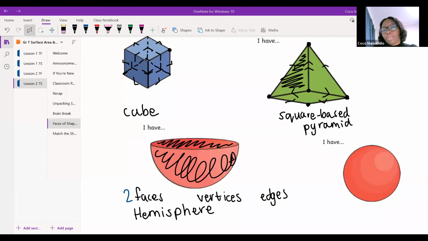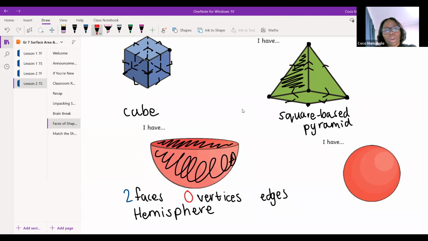Okay, now think about this. How many vertices do I have? Ma'am, there are no vertices, ma'am. Why not? Ma'am, because there's no pointy parts in the shape, ma'am. Good. There's no pointy edges and there's no place where everything meets, right? Yes, ma'am. Very well done. So there are no vertices at all.